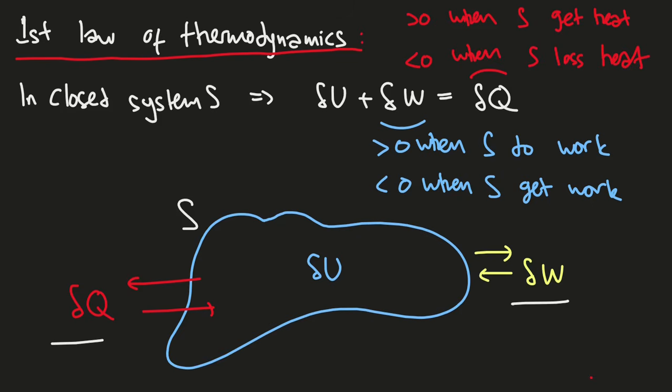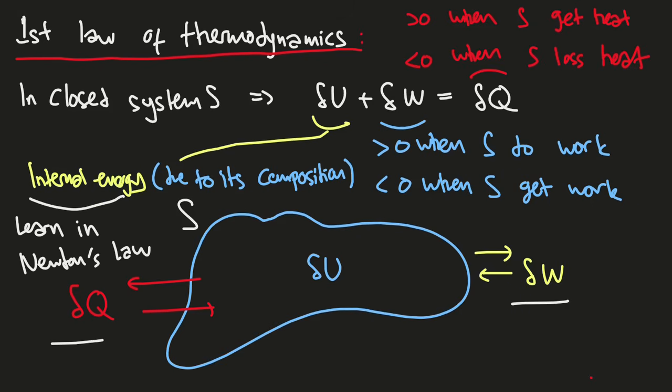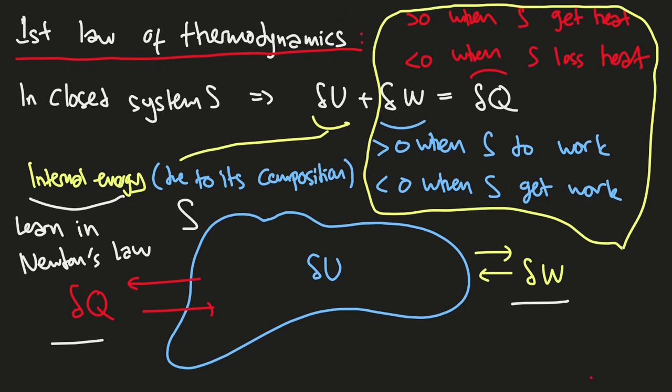And the last one, delta U, is the difference of internal energy that may vary because of its composition or internal characteristics in S, which we learned in Newton's law. So these two definitions, delta Q and delta W, come from external disturbance.